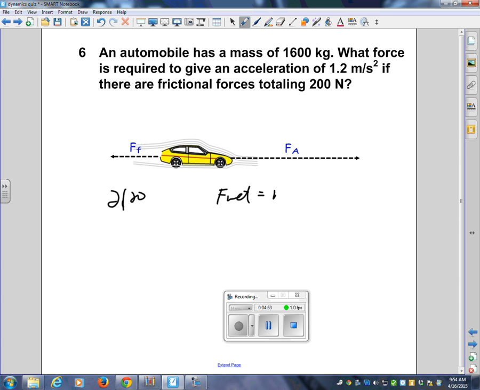F net is equal to MA. We got a mass of 1,600. Our acceleration is 1.2. Someone help me out. 1920. Thank you. That's the net force.